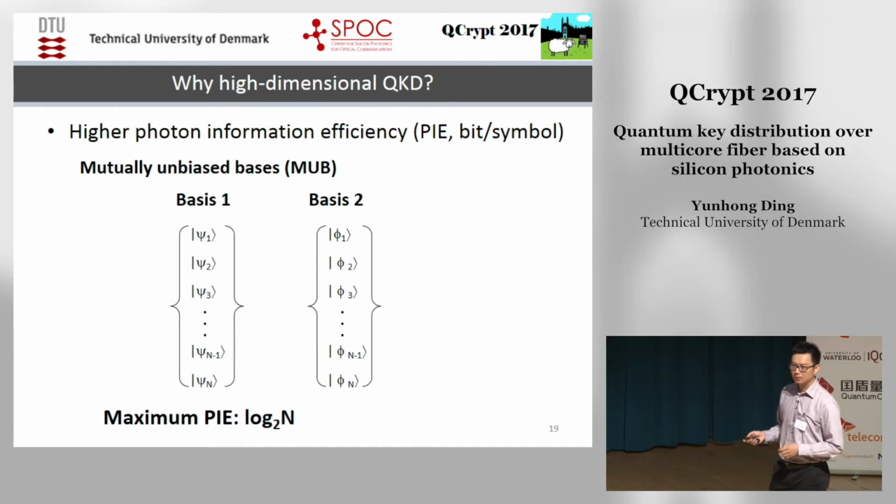In classical quantum key distribution is a binary system, which means for each state you can generate a maximum of 1 bit. But if you increase the number of states for each basis, then each state can encode more bits, and the maximum is log2 of n, where n is the quantum state in one basis. So first we gain the so-called photon information efficiency in bits per symbol.